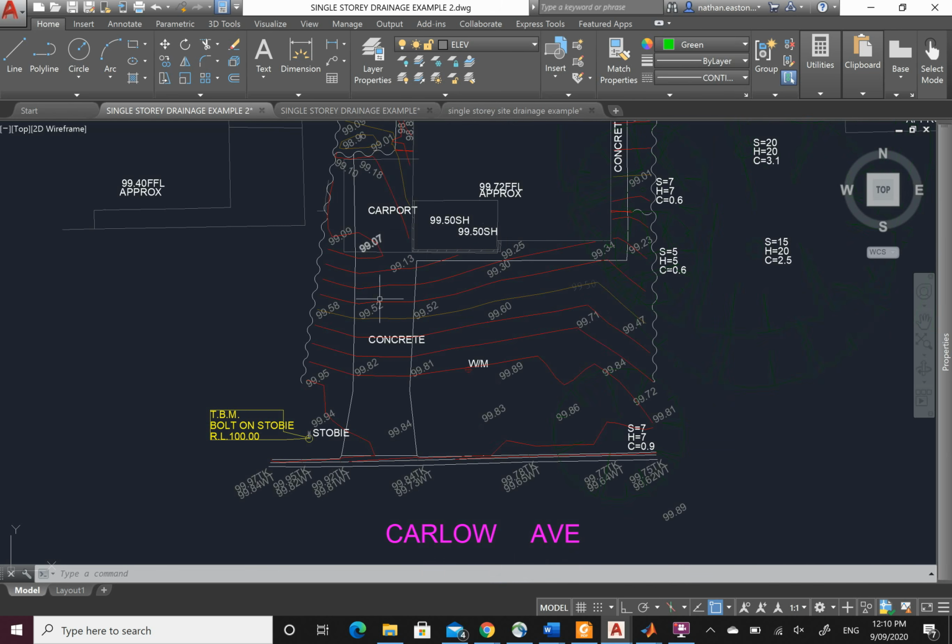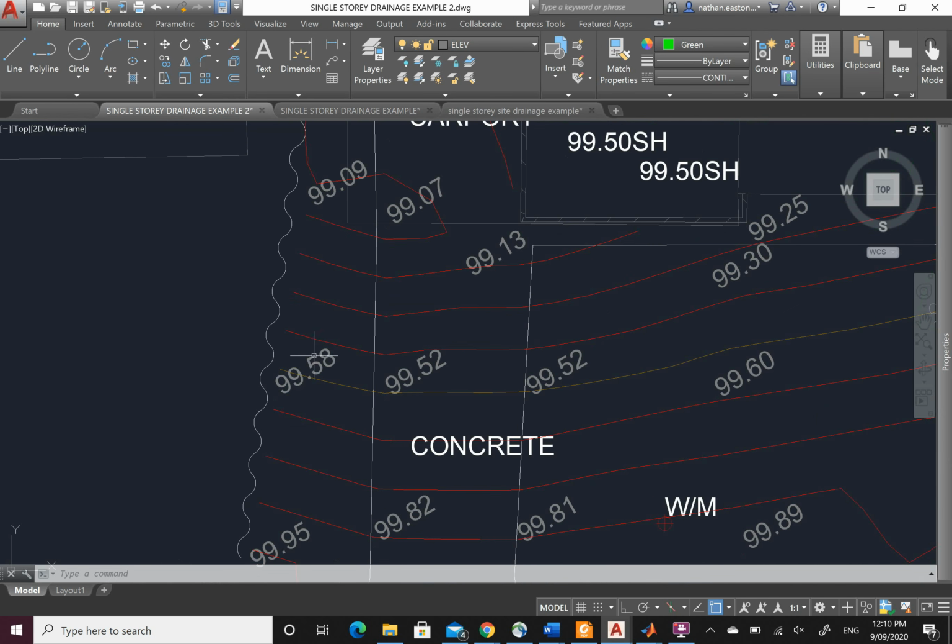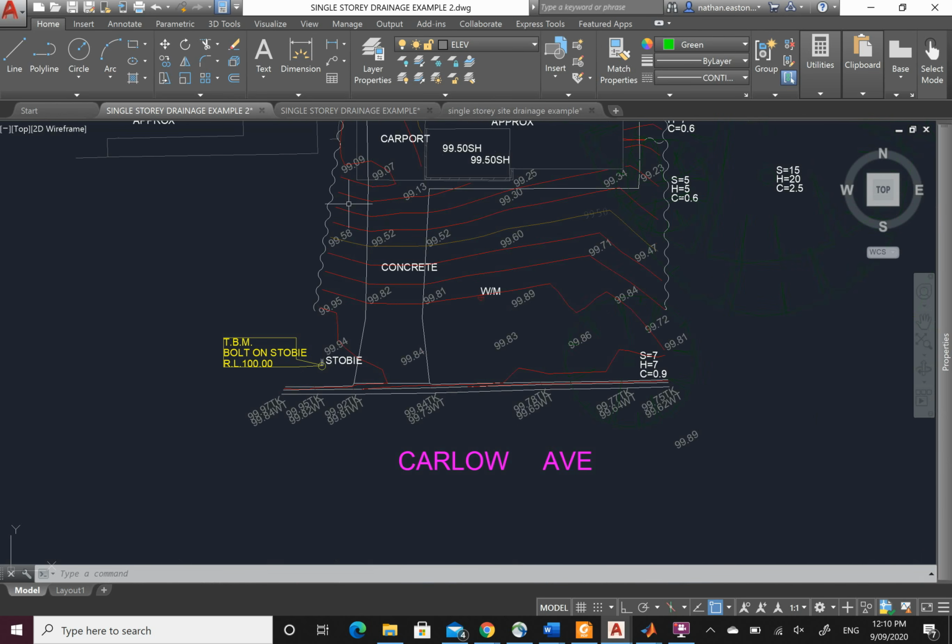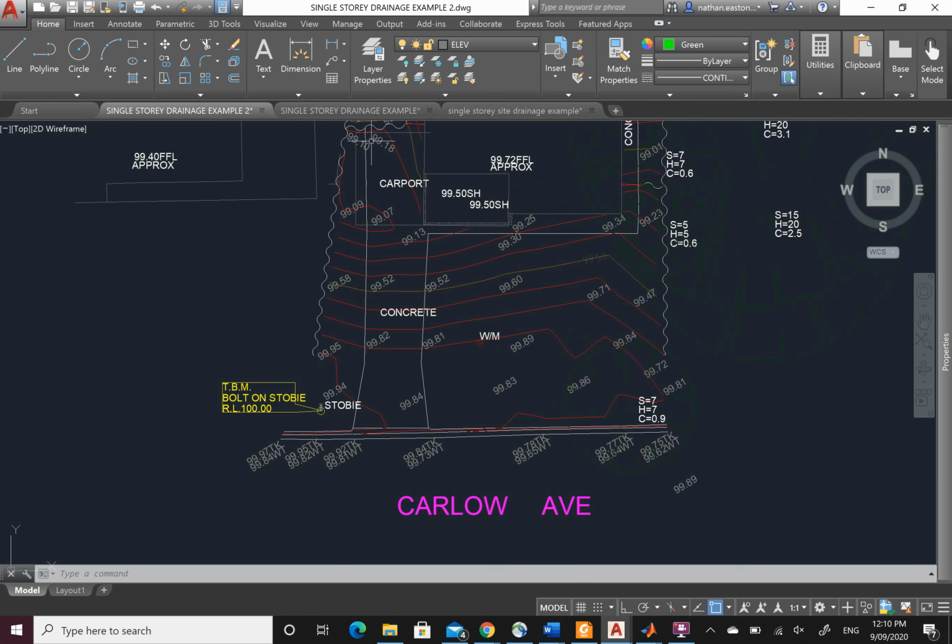And now we start looking at the fall. So if I start here, I have 99.94, then I have 99.58, 99.09, which means the block's falling backwards. These numbers are getting smaller the further back I go.